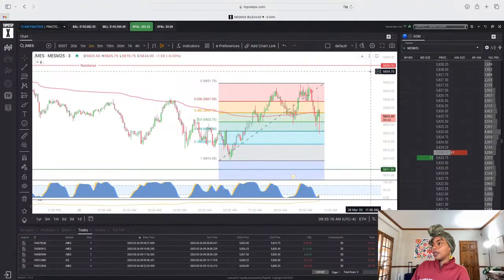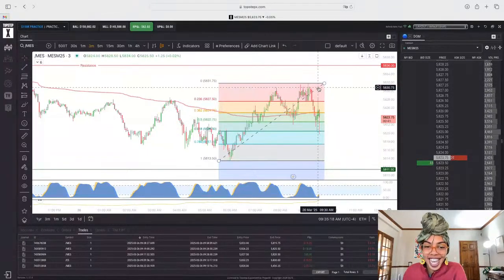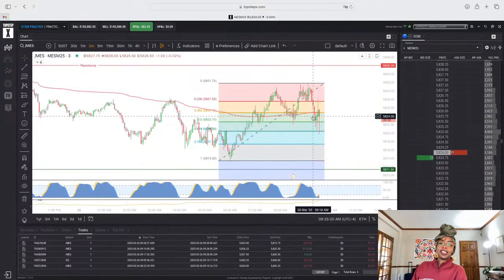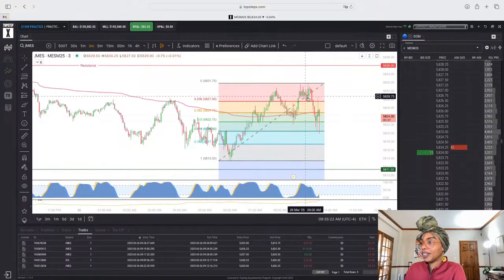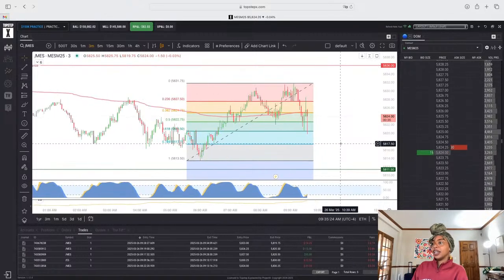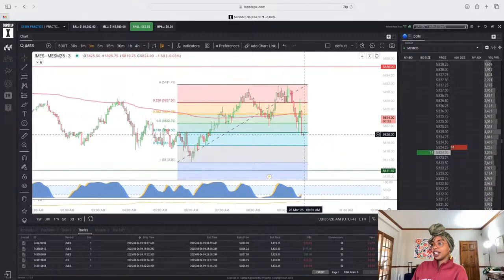All righty, we've been here for an hour and a half. I usually just like to keep y'all's sessions just an hour, but now you guys know exactly. We had a nice little trade here. We see it's bouncing off and rejecting from these 50, 61.8 levels.